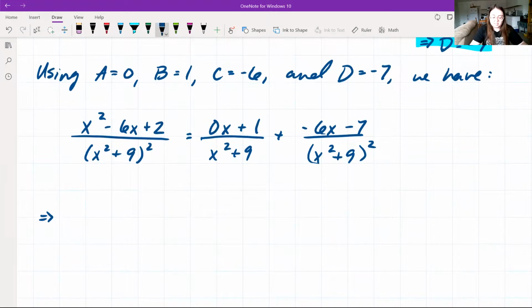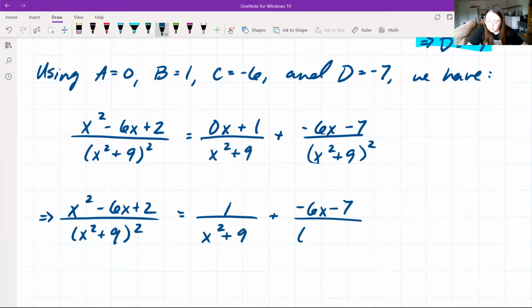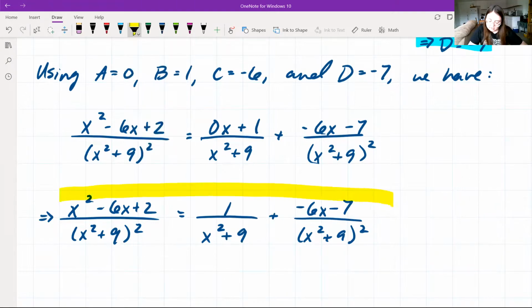So lastly, just simplifying here, we get x squared minus 6x plus 2 divided by x squared plus 9 squared is equal to 1 over x squared plus 9, plus negative 6x minus 7 divided by x squared plus 9 squared. And that would be our final answer for our partial fraction decomposition.